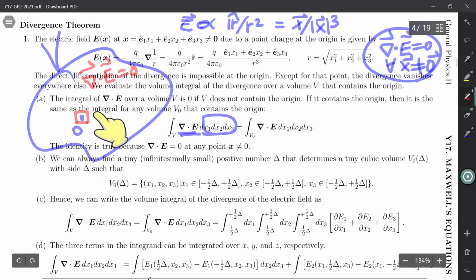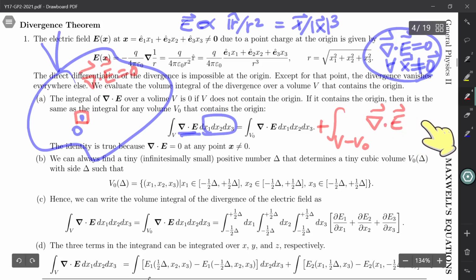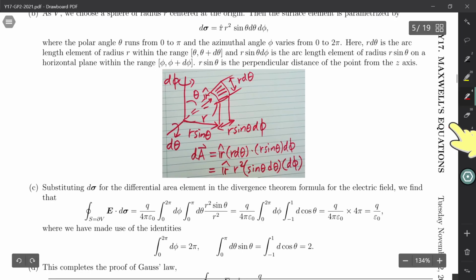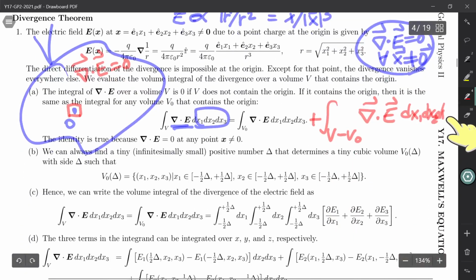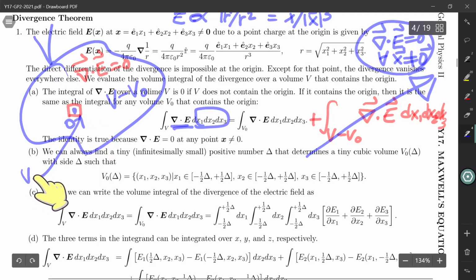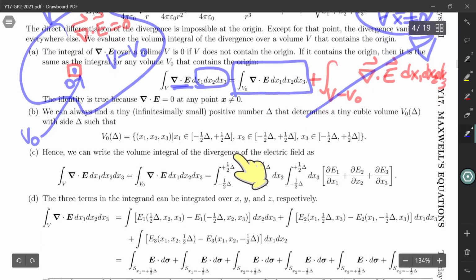Therefore, this integral is very simple, because this volume integral is separated into two pieces, V minus V0 and V0, of divergence E dx1 dx2 dx3. But the V minus V0 piece vanishes when the origin is not included. Therefore, this volume integral is greatly simplified, so we can evaluate it in a smaller space. We can choose a very simple volume that contains the origin, a cube. Introduce a cube.